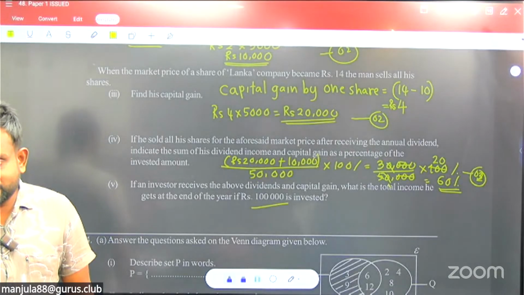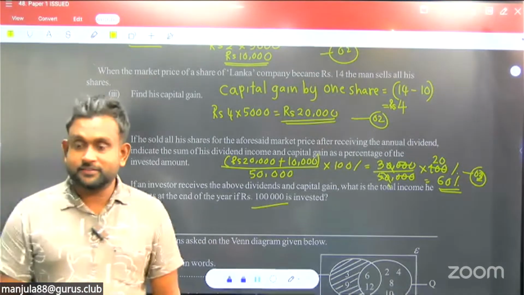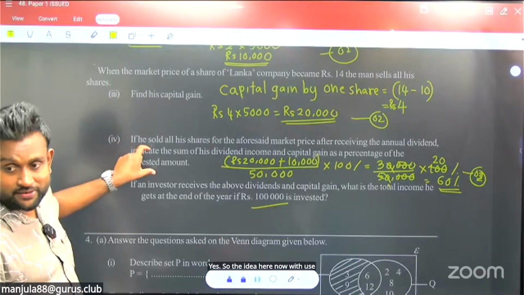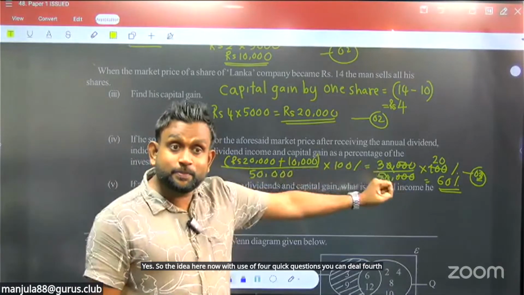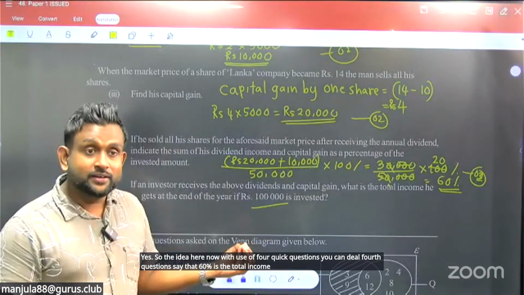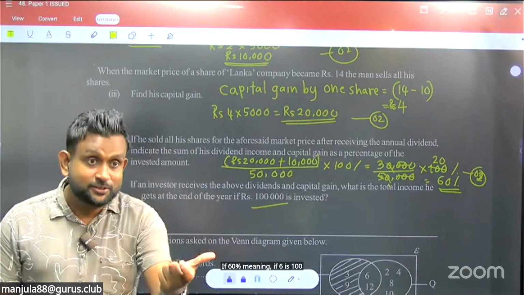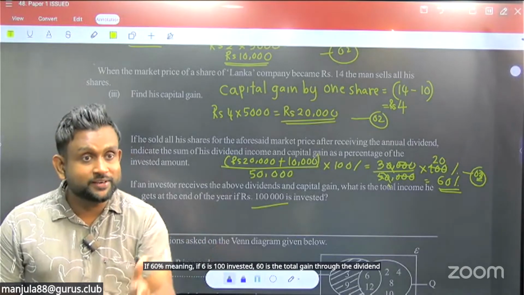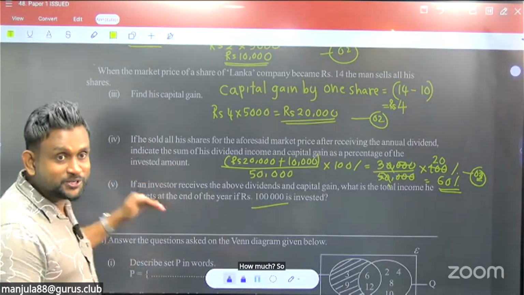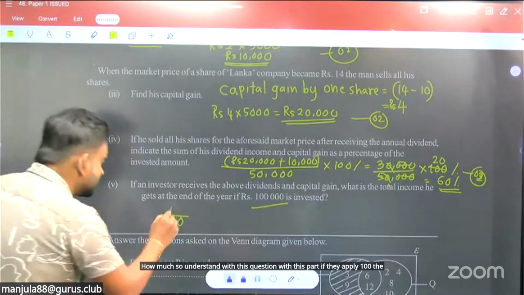Okay, trying to give the answer. So the idea here, with the use of the fourth question, you can deal. The fourth question says that 60% is the total income he gains. If 60% means if 100 invested, 60 is the total gain through the dividend plus the capital gain. So if they apply 100, the total income is 60.